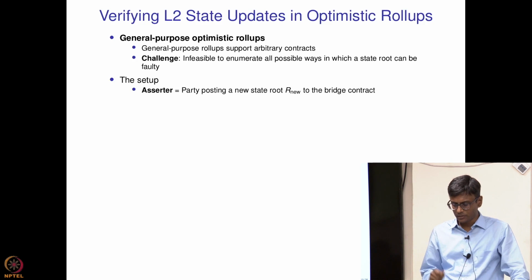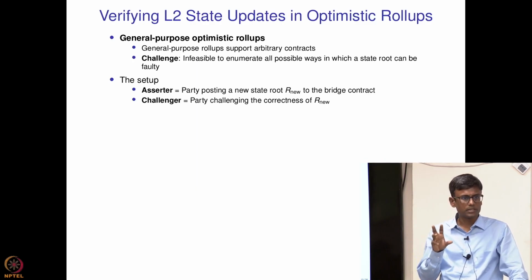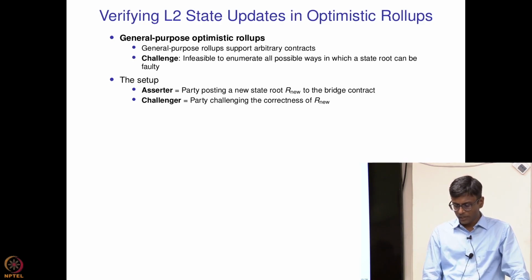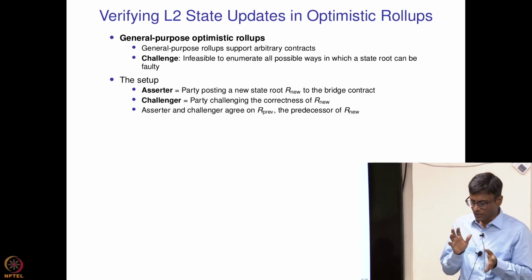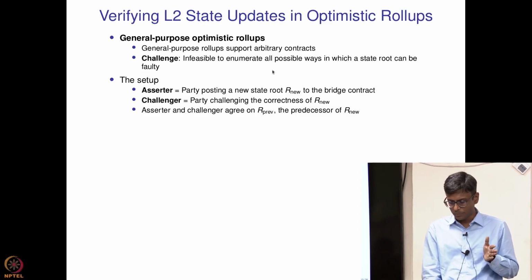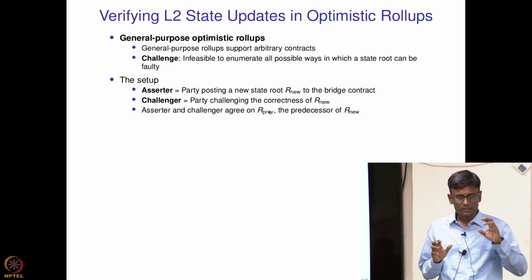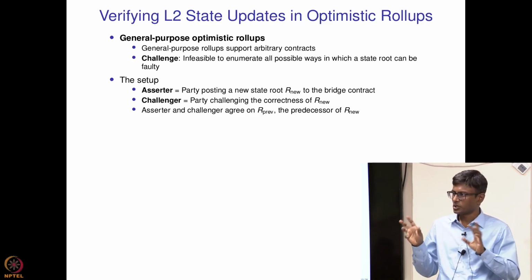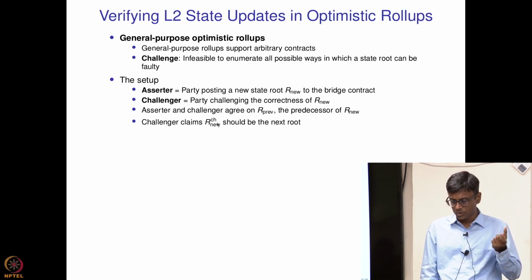So the setup is you have an asserter. There will be a party which will post a new state root to the bridge contract, and then there is a challenger. The challenger will say that no, the state root you posted is incorrect, and they are going to play an interactive game, but they both agree on the previous state root. If they don't agree on the previous state root, then the challenger will challenge that previous state root. So the setup is that there is a previous state root R previous, which everybody agrees is fine, but the asserter says that the new state root is R new, and the challenger says no, it is not correct. The challenger will claim that there is a new state root RCH new, which should be the next root after a particular layer 2 block is executed.